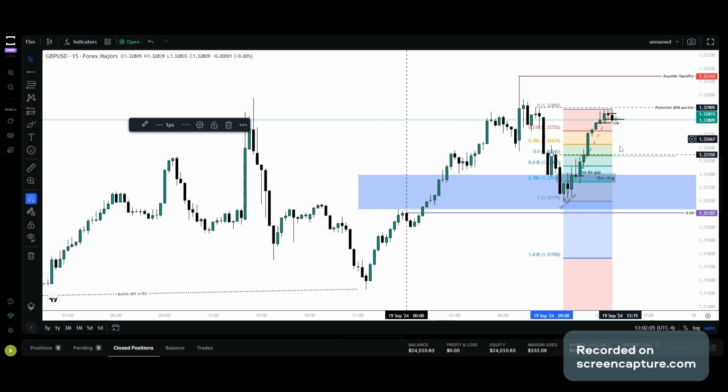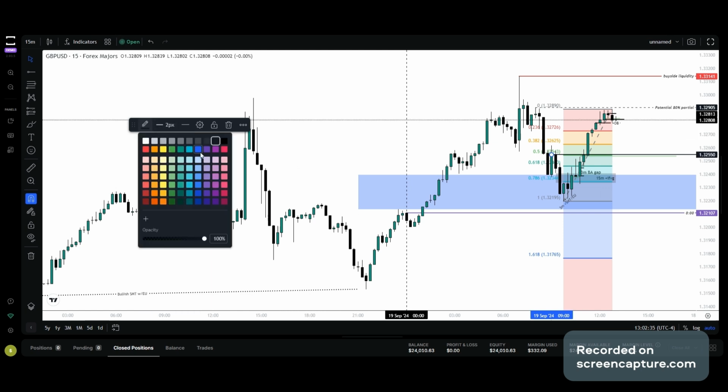And if I wanted to re-enter, I could re-enter right there at that level, put my stop right there at that low, and then aim for this high. I could partial out above these relative equal highs or this minor buy side liquidity that's been generated. But yeah, that's what I'm looking at for the afternoon. I'll make this blue.